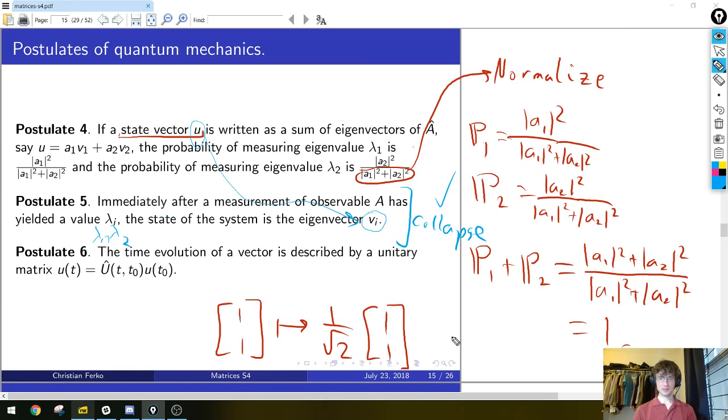So that's collapse. The last postulate I won't say much about, because this discusses how, in the absence of measurement, the state vector will change over time. And unfortunately, we can't say much about changing in time without derivatives, which will be chapter 3 in the calculus track. So I include this mostly for completeness, but we won't be able to say much about it for now. Okay, that's all the postulates.